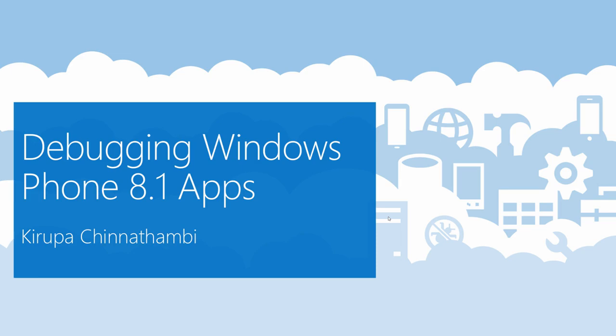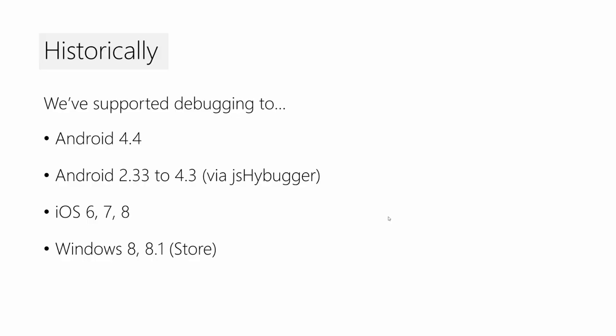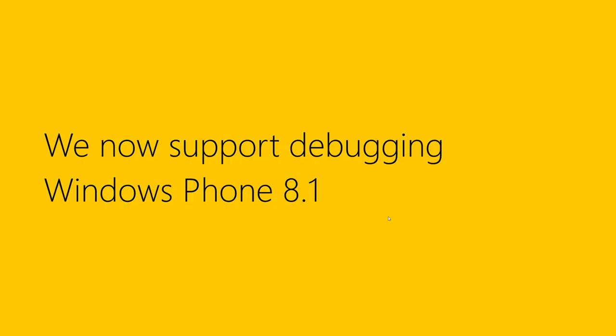In this short video, we're going to quickly look at how to debug Apache Cordova apps that target Windows Phone 8.1. Historically, with our Visual Studio Tools for Apache Cordova releases, we've supported debugging to Android 4.4, older versions of Android via JS Hibugger, iOS 6, 7, and 8, and the store versions of Windows 8 and 8.1. Now, with our latest release, you can debug your Cordova apps that target Windows Phone 8.1.